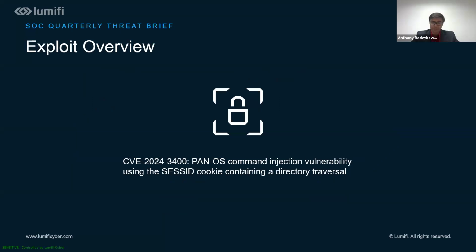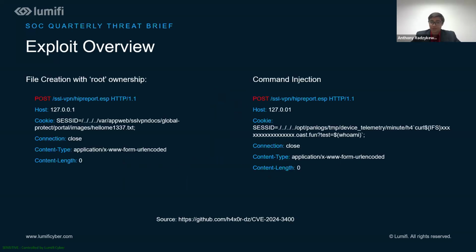Next slide, please. All right, so the CVE specifically that we're talking about is 2024-3400. It's a command injection using the SESSID cookie, but it also contains a directory traversal, which we're going to see in this next slide. There are 2 different functionalities in the proof of concept code that was released. I put the GitHub link at the bottom of this page for you to analyze that code if you so wish. One of the things is you can create a file on the system, I'm presuming an empty file owned by root. So we have arbitrary file creation.